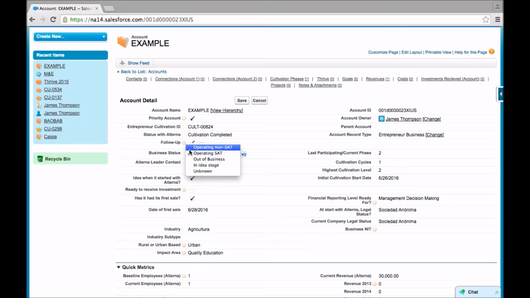There's two operatings, which could be confusing. The only difference is SAT and non-SAT, and non-SAT means that they don't have a formal legal entity. SAT means that they do have a legal entity recognized by the government of Guatemala. Out of business, in idea stage, unknown, all pretty straightforward.